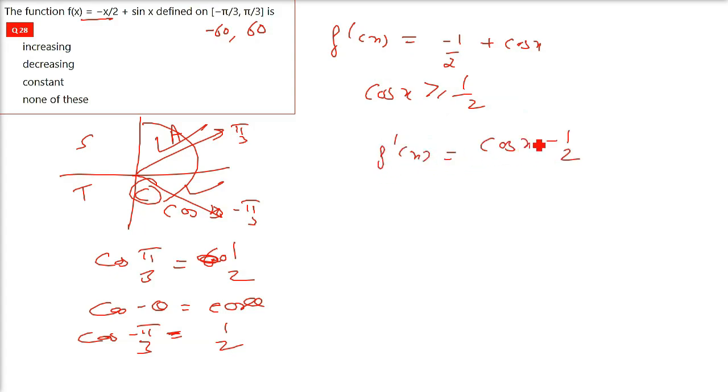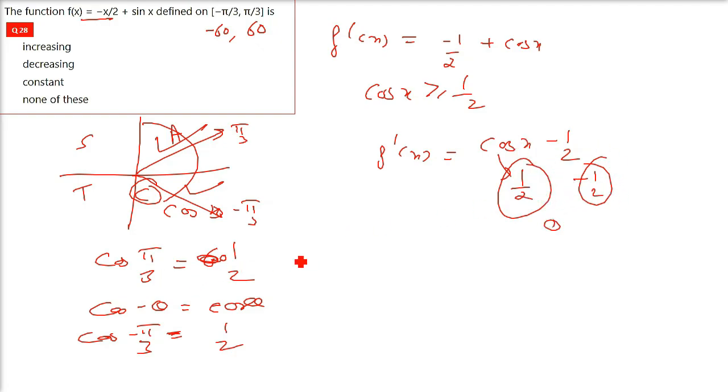What do you have for f dash x? Cos x minus half, which we already differentiated. Now it is saying that cos x is greater than or equal to half. This cos x will always be greater than half. Again the same concept. If you take the minimum value of cos x, it is negative 1. What is the highest value of cos x?